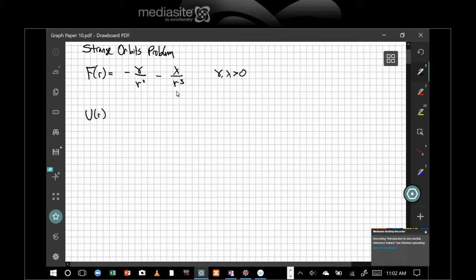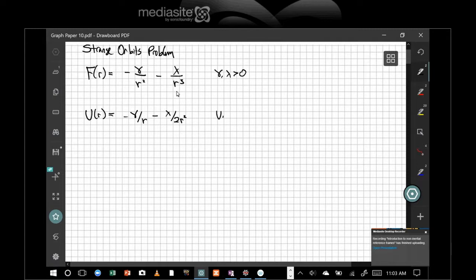We can easily calculate the potential just by looking at the integral. Remember the potential energy is equal to minus the work done by the force. We've done this enough, so we can say we have minus 1 over r, and then I'm going to get minus lambda over 2r squared. You can take that derivative, or minus that derivative, to get the force there.